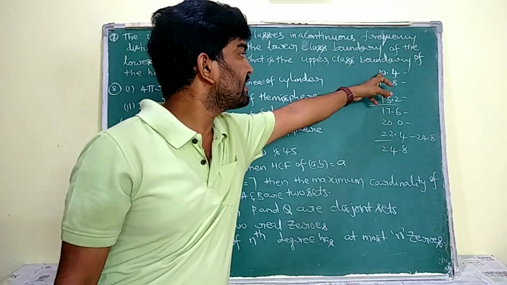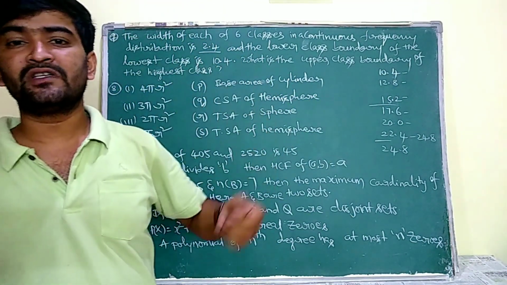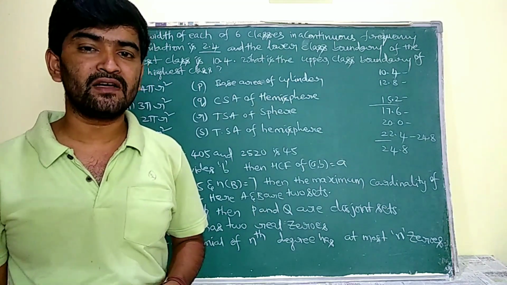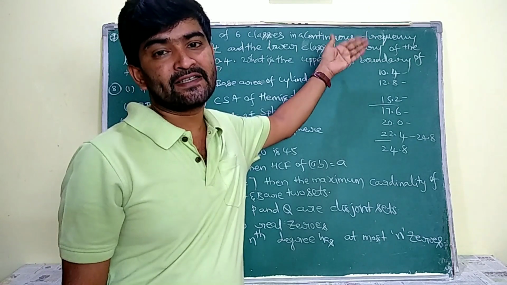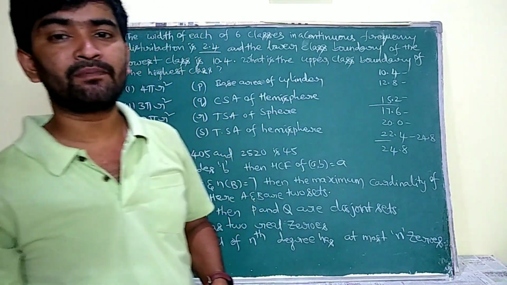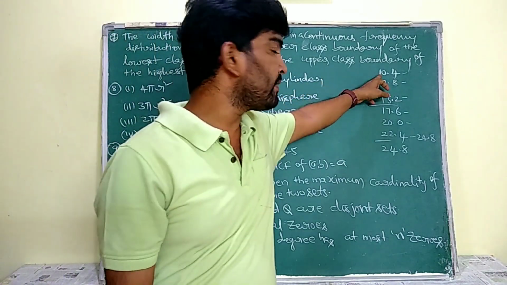Okay, see my lower boundary is 10.4. All those are continuous classes. In the continuous classes, limits and boundaries are the same. So lower boundary is 10.4. Then its next class lower boundary is going to be obtained by adding its width. The width is 2.4.